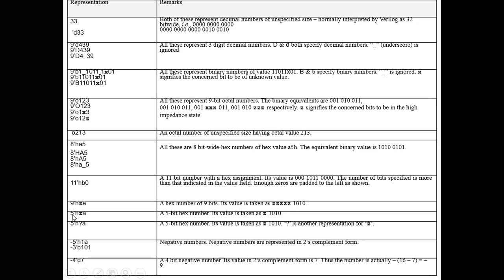Now you can see here 5. It is 5-bit and hexadecimal, but I am writing ZA. For writing A, I require 4 bits. So that is 1010, and I have only 1 bit remaining. That bit only will be Z there. Sometimes, instead of Z, we can also write a question mark there to indicate the high impedance. See here, it is indicated here 5H question mark A. It's a 5-bit hexa number. Its value is taken as Z1010. Here I have not mentioned Z.